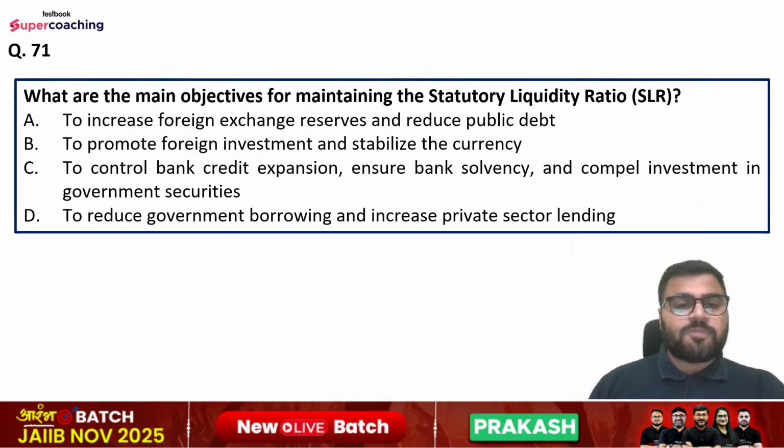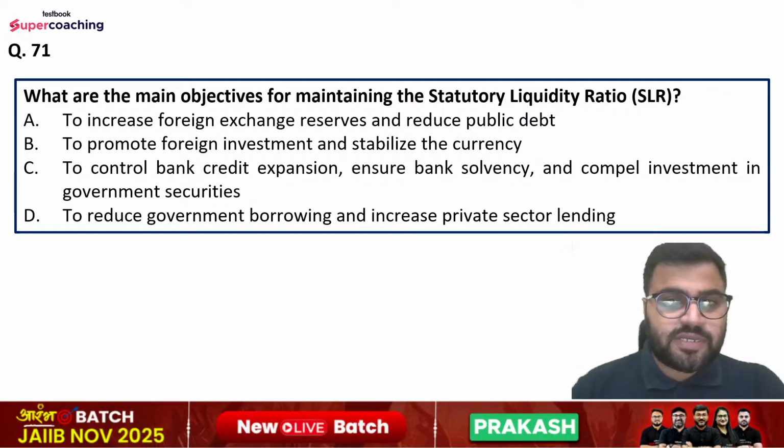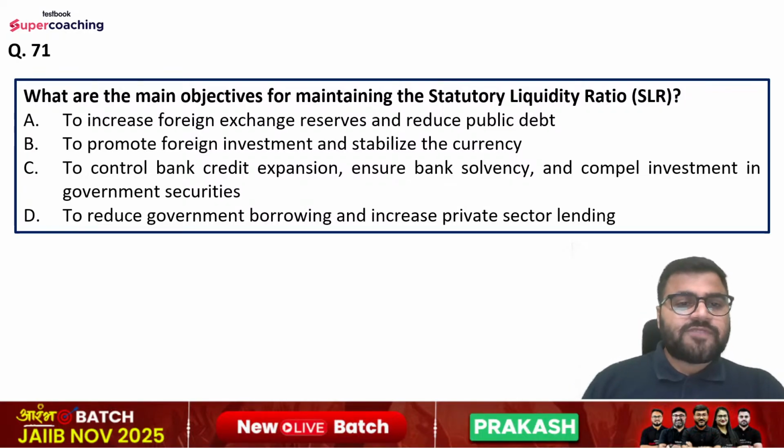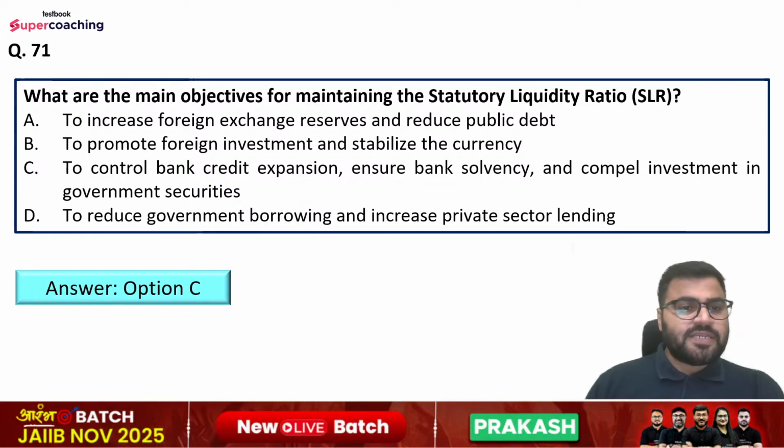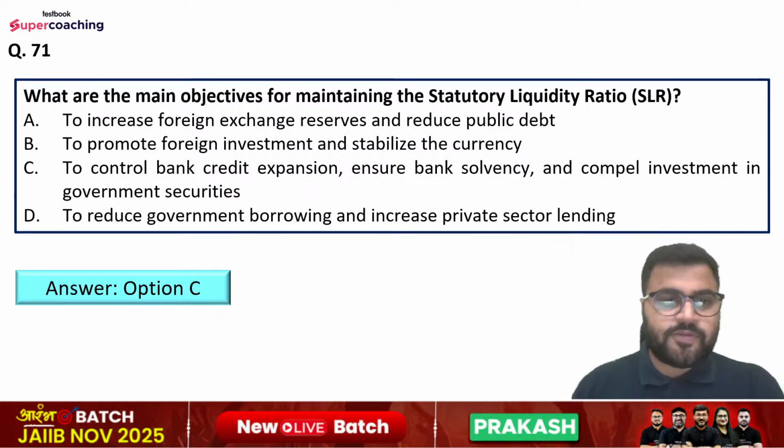Question number 71. What are the main objectives for maintaining the statutory liquidity ratio? Options are to increase foreign exchange reserve and reduce public debt, to promote foreign investment and stabilize the currency, to control bank credit expansion, ensure bank solvency and compel investment in the government securities, to reduce government borrowing and increase private sector lending. So right answer is option number C, that is to control bank credit expansion, ensure bank solvency, and compel investment in government securities.